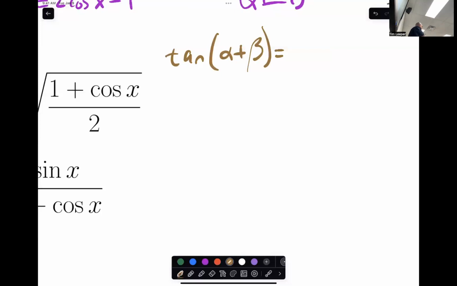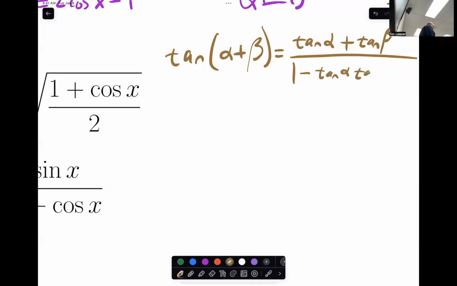Would it be like tangent alpha plus tangent beta over 1 minus tangent alpha tangent beta? So tangent alpha plus tangent beta all over 1 minus tangent alpha tangent beta. That is the tangent of a sum formula. But what if alpha and beta are the same thing?